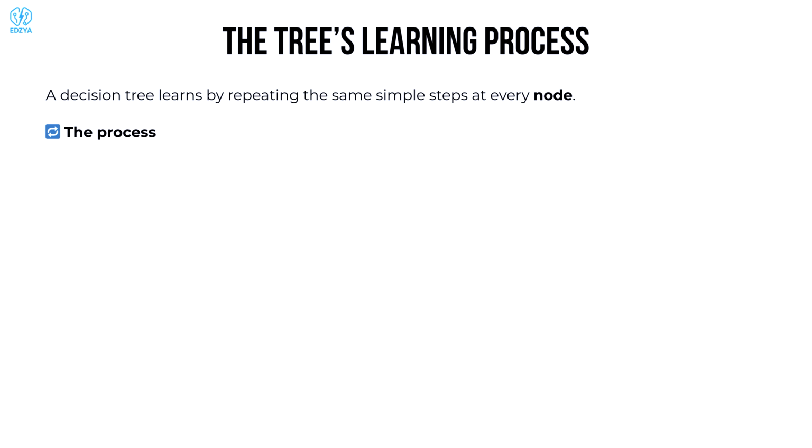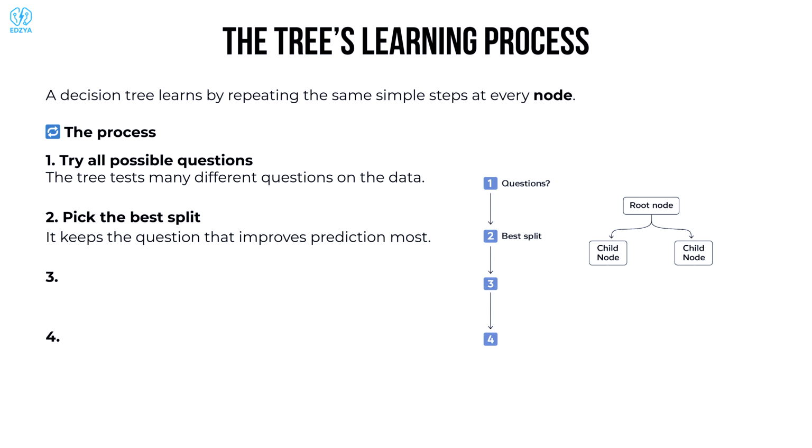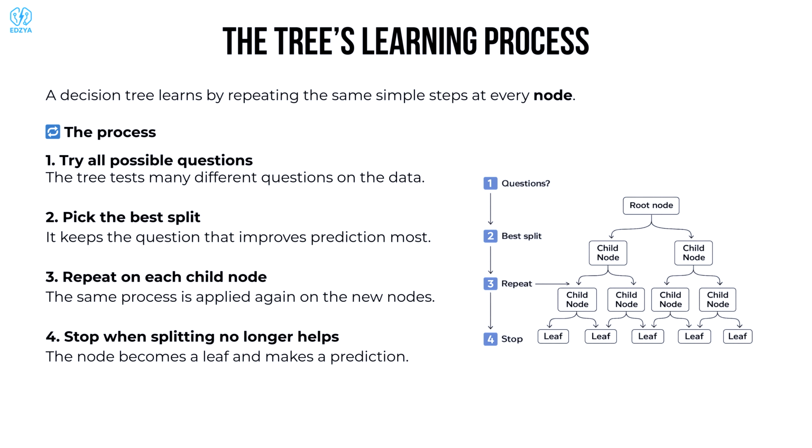A decision tree learns by repeating the same simple steps at every node. First, the tree tries all possible questions on the data at the node. Then, it picks the split that improves prediction the most. Next, the same process is repeated independently on each child node. This continues until splitting no longer helps and the node becomes a leaf. Each leaf stores the final prediction produced by the tree.